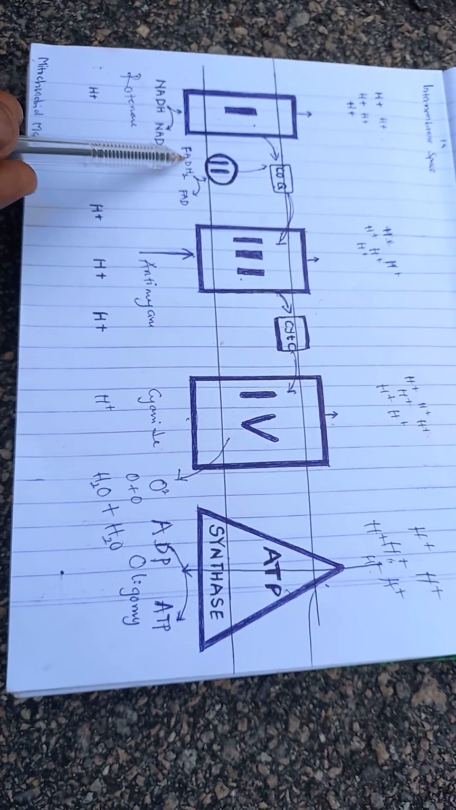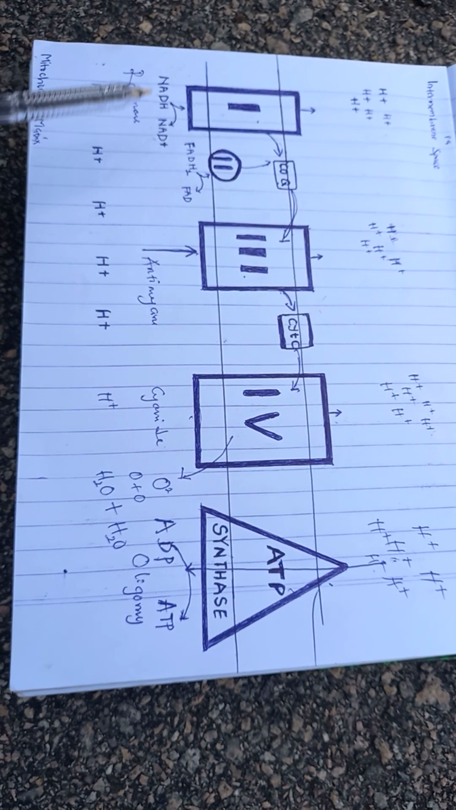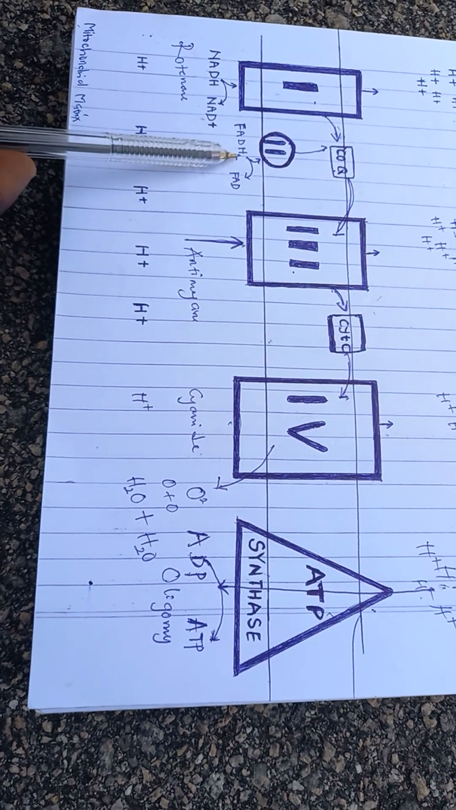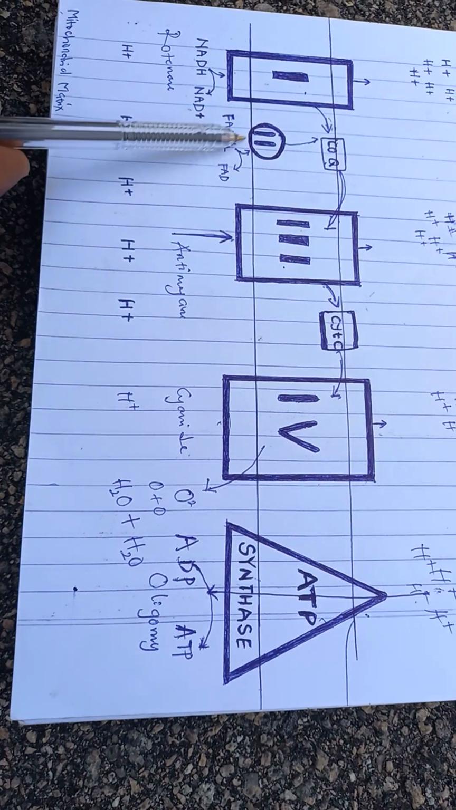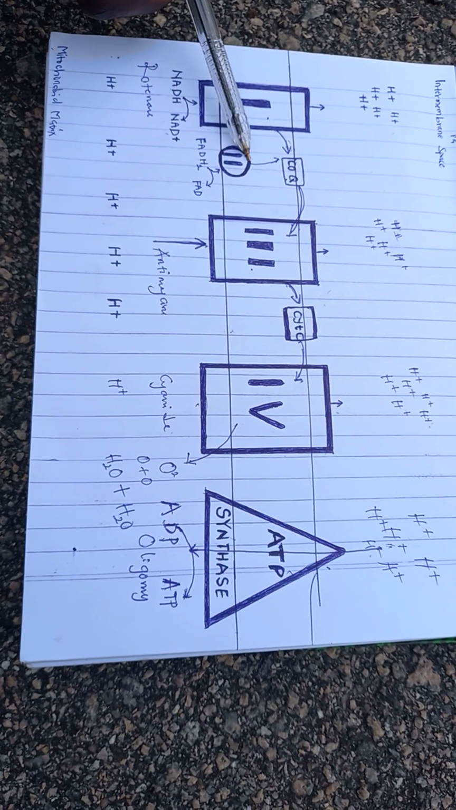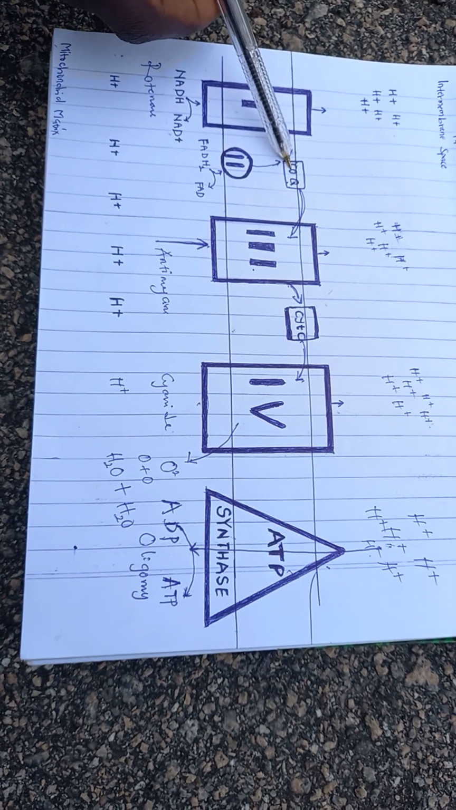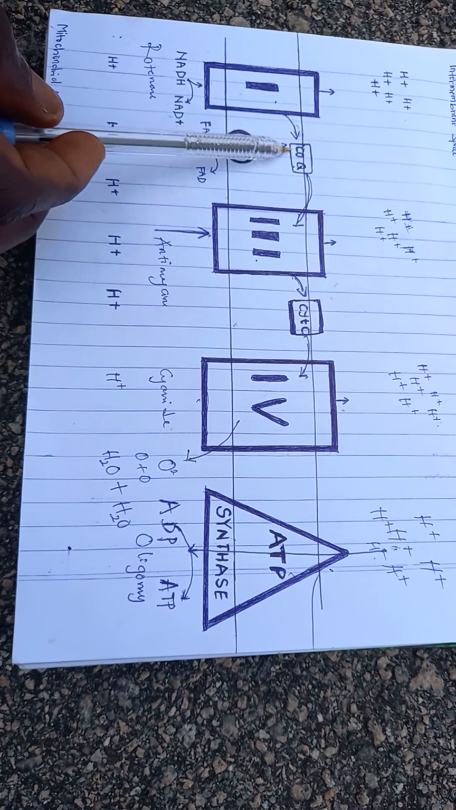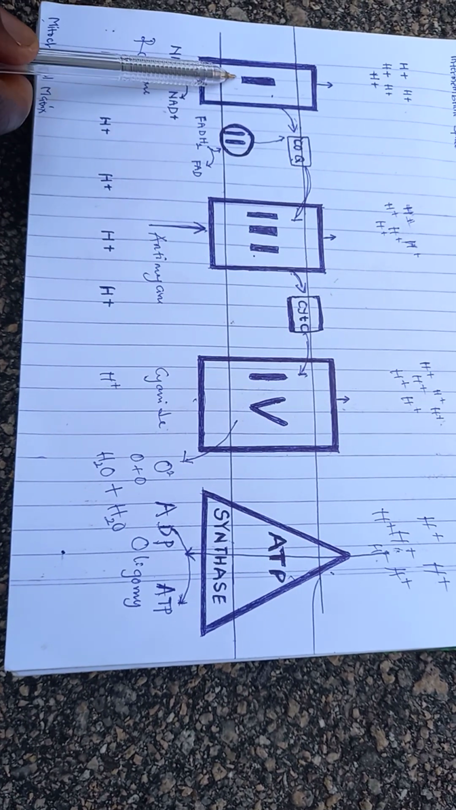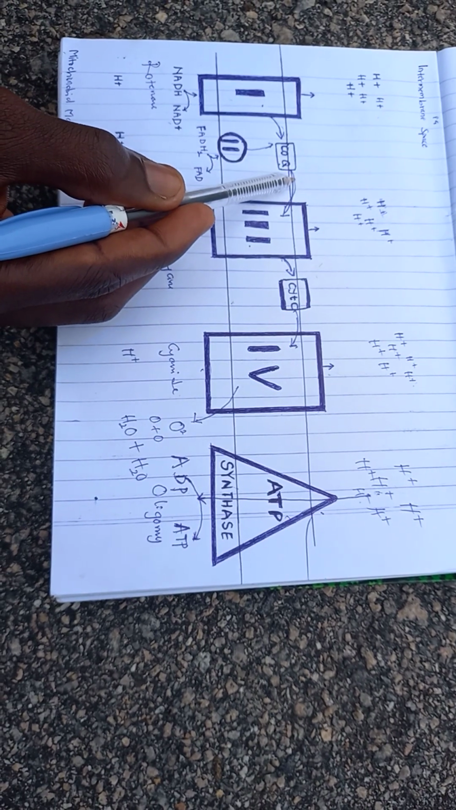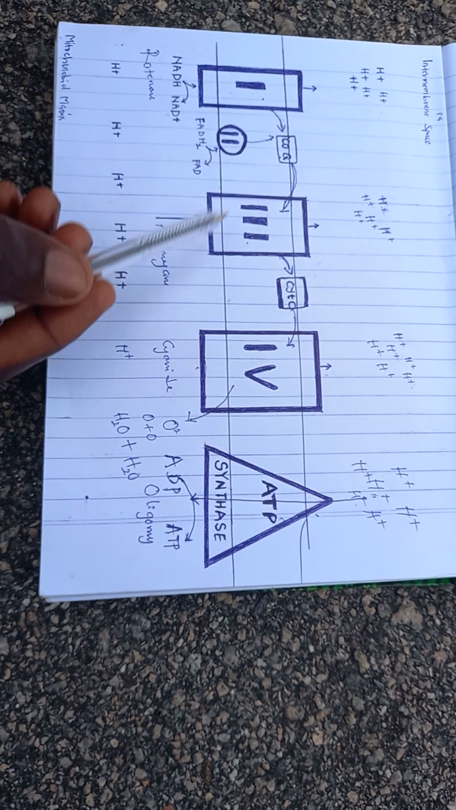In complex 2, FADH2 is what works. It loses its electrons and forms FAD. Once the electron gets to complex 2, it cannot get supercharged, so the electron moves from complex 2 to the co-Q as well. So the co-Q is a common electron acceptor for both complex 1 and complex 2. Now, the electron that sits in co-Q moves from co-Q to complex 3.